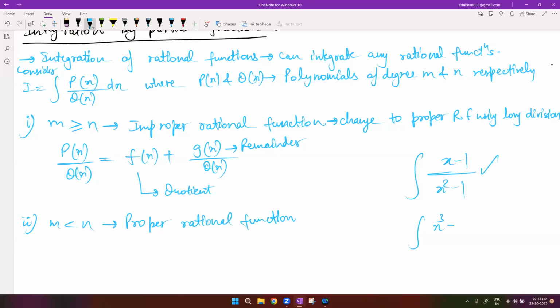But if let's say the question is like this, we need to integrate this. In that case, I will not start directly integrating. In the earlier case, I can start directly integrating using the rules that we will discuss in a few minutes. But if this is the question, then I will first divide x cube minus 1 by x plus 1. I will get some quotient, right? Some remainder, right? So this fx is quotient, this gx is your remainder, and then qx is x plus 1.